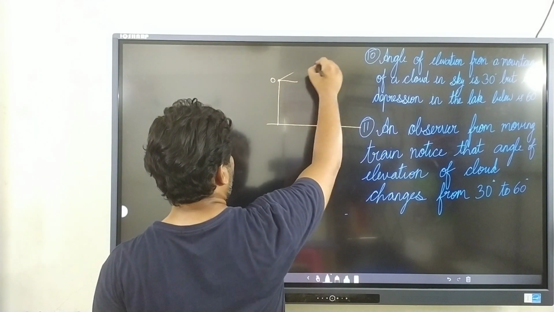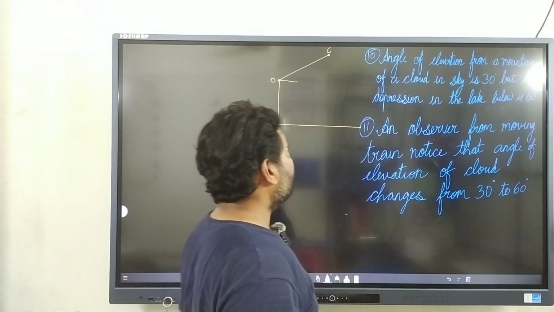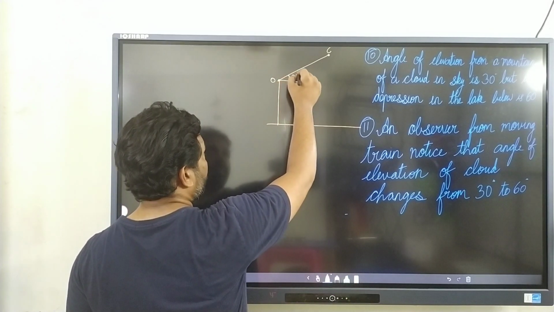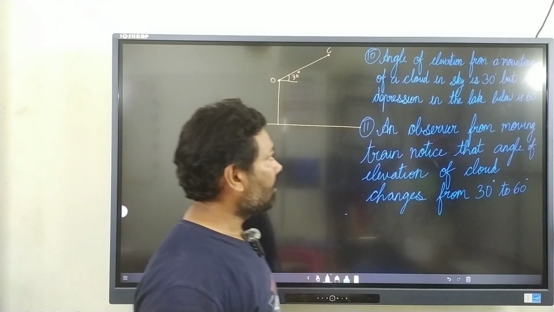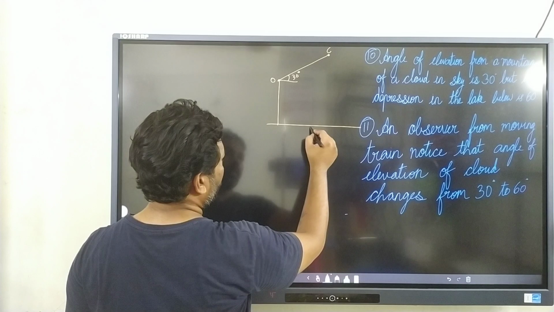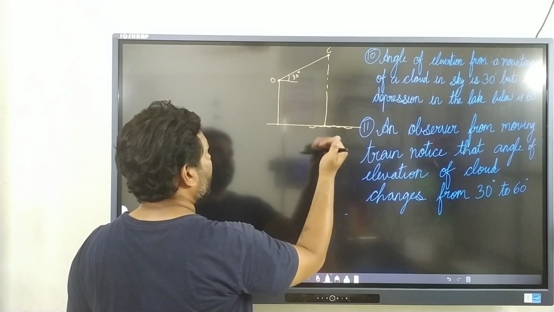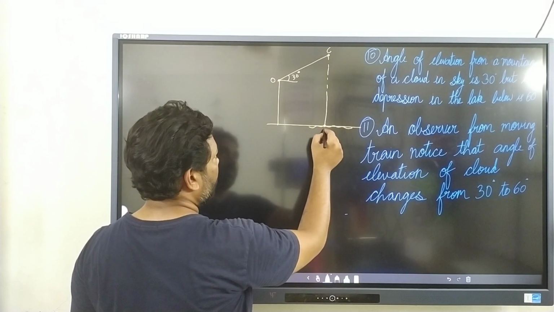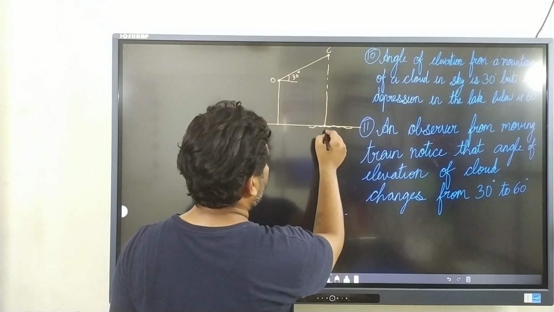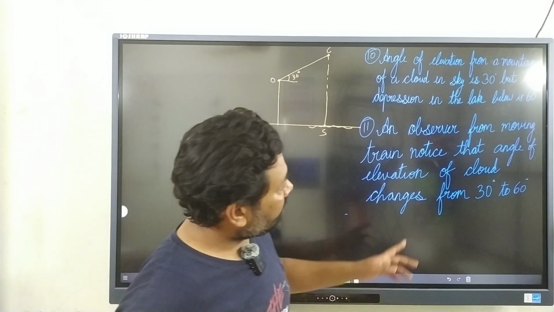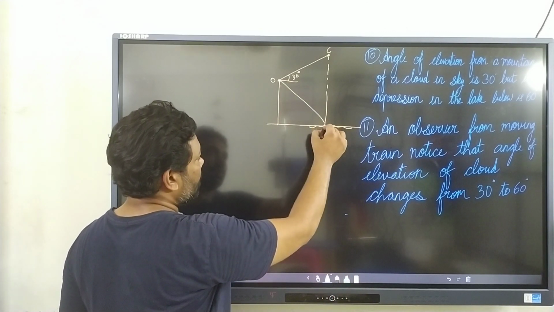Elevation means horizontal and above. So let's say cloud is somewhere here. The cloud in the sky, angle of elevation is 30 degree, but its depression in the lake below is 60 degrees. So there must be some water body over here, a lake. So its shadow falls over here, and this is the shadow, right? We'll label it as S. So its depression in the lake is below 60 degrees. So this depression we have is 60 degrees.